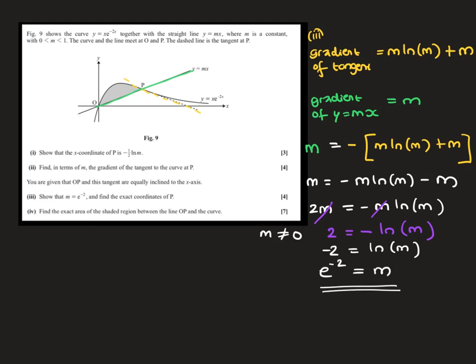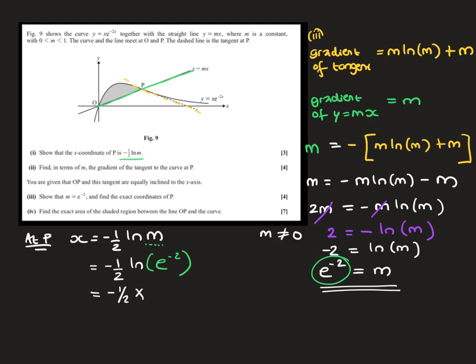Now, to find the exact coordinates of P, so at P, we know that x is equal to -1/2 ln of m. We're given that information up over here. M we can now replace with e to the -2, so that's -1/2 ln e to the -2. ln of e to the -2 gives us -2, so this is -1/2 multiplied by -2, which is 1. So the x-coordinate of P is 1.